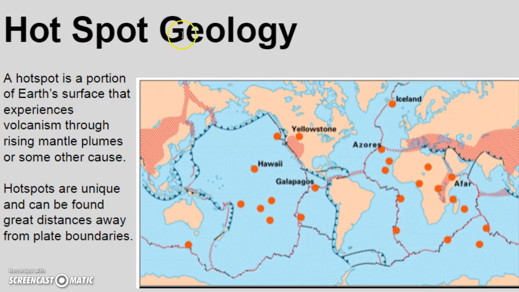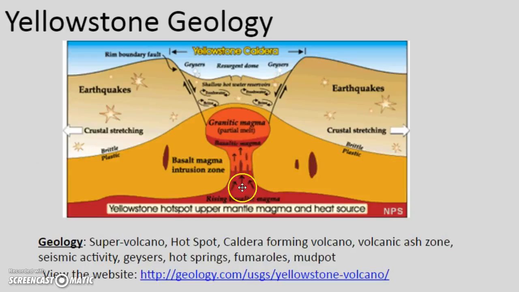So here goes. If we look at a hotspot geology map, we will see that a hotspot is a portion of Earth's surface that experiences volcanism through rising mantle plumes or some other cause. Hotspots are unique and can be found great distances away from plate boundaries. Up to this point in this semester, we've learned that volcanism and earthquakes are very common and take place around plate boundaries. But here we're looking at volcanism that takes place within plates, where Yellowstone has a continual upward flow of mantle that's moving upwards, and it's actually able to generate these conditions or characteristics of what we call hotspots. And once we have this mega eruption, it actually can form a caldera. More to come on that.